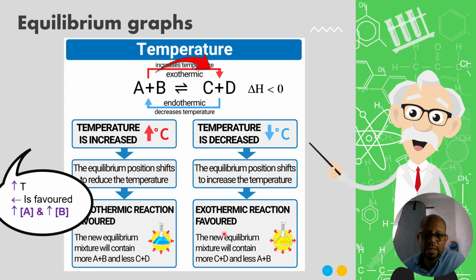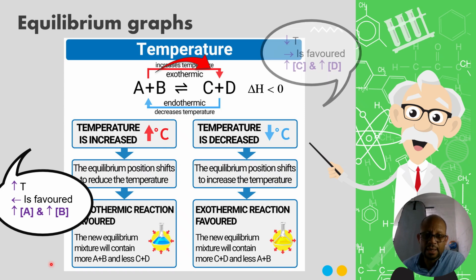That means the exothermic reaction is favored, or according to our reaction, the forward reaction will be favored. And in doing so, there will be more C and D molecules, or the concentration of C and D will increase. At the same time, A and B will decrease in terms of molecules, or the concentration of A and B will decrease. Okay, so we can put that in a summary. A decrease in temperature, the forward reaction is favored, and the concentration of C and D is increased.